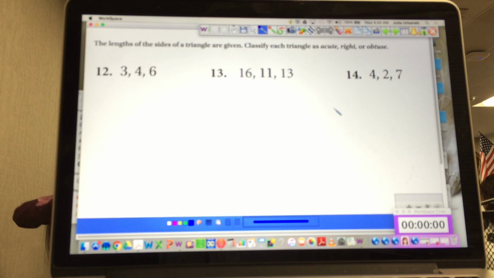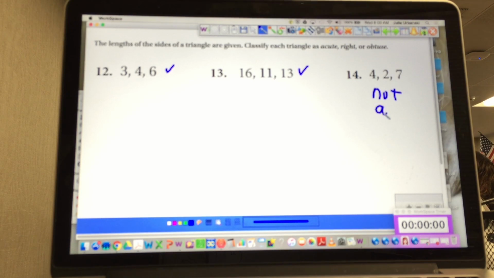The lengths of the sides of the triangle are given, classify as acute, right, or obtuse. First of all, does the triangle exist? Let's check. Two smaller numbers are 3 and 4. Is that big enough to overlap a 6? Yep. All right, 11 and 13 makes 24. That can overlap 16, right? 4 and 2, can that overlap a 7? No. Good, so this one's not a triangle at all.